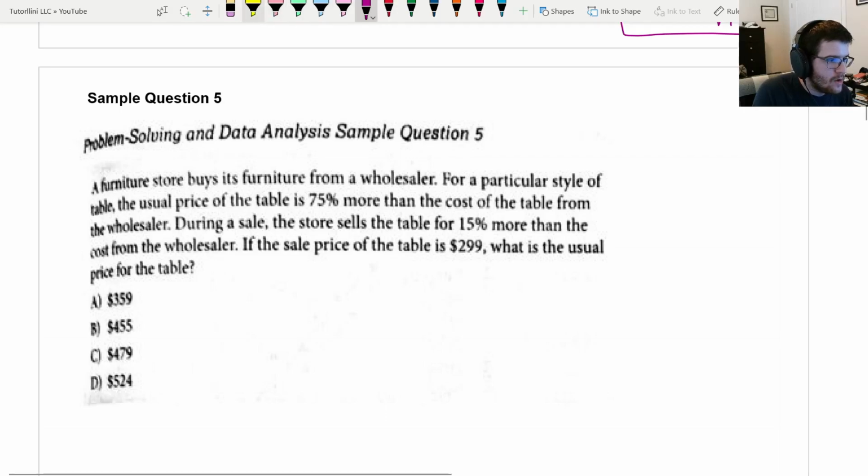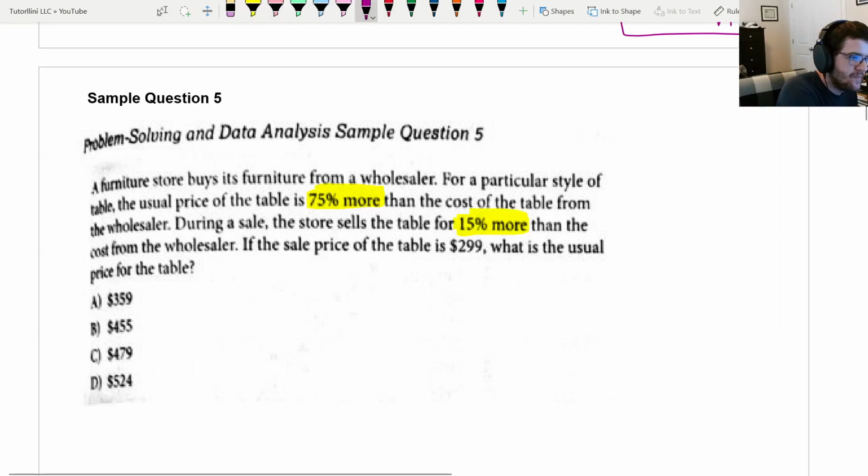Okay. All right, so it says we've got a couple percent multipliers going on. We've got 75% more, and we've got 15% more. Okay, so those both sound like increases.